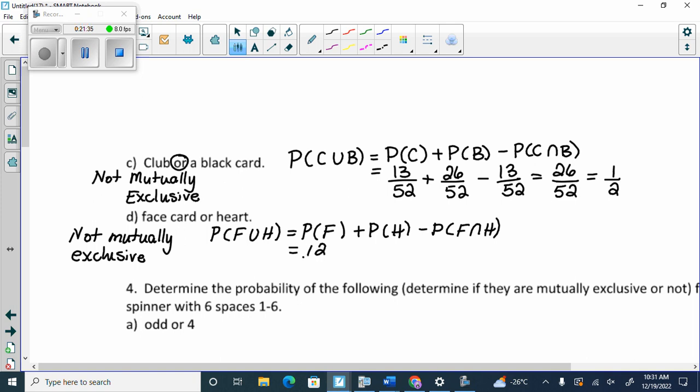How many hearts are there? 13. How many of those hearts are face cards? 3 of them: the Jack of Hearts, the Queen of Hearts, and the King of Hearts, correct? So we have added 3 in both of them. We've counted it twice, so we have to take 3 back off. And so we get 22 out of 52, or 11 out of 26.